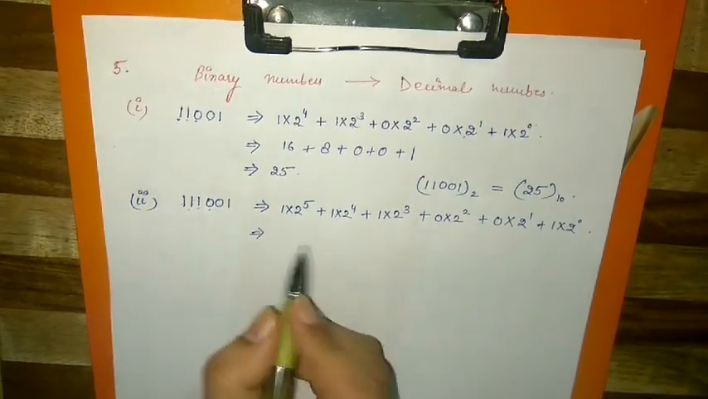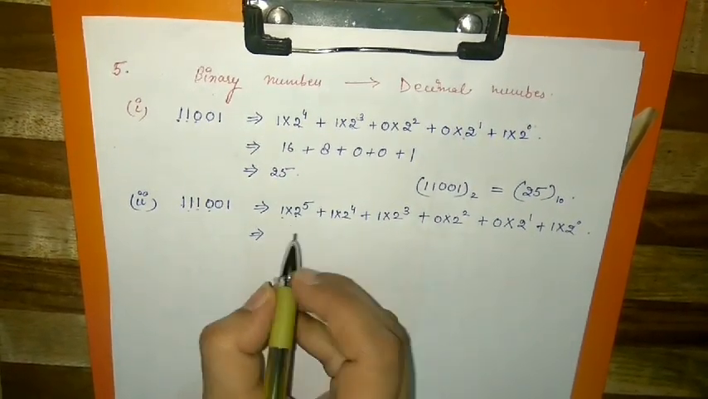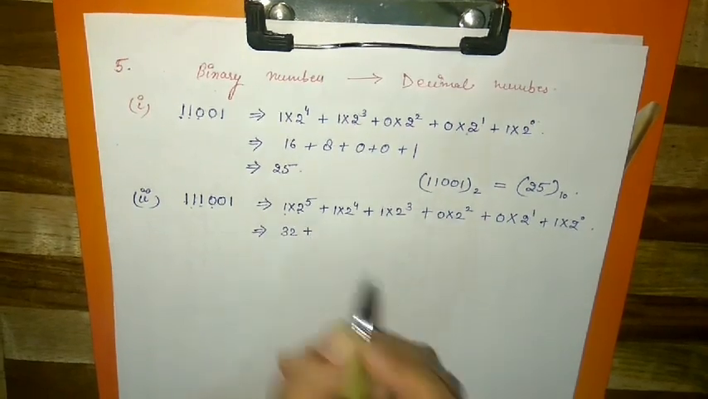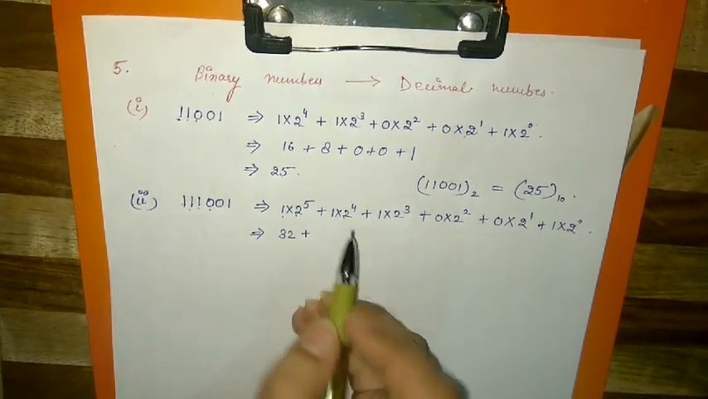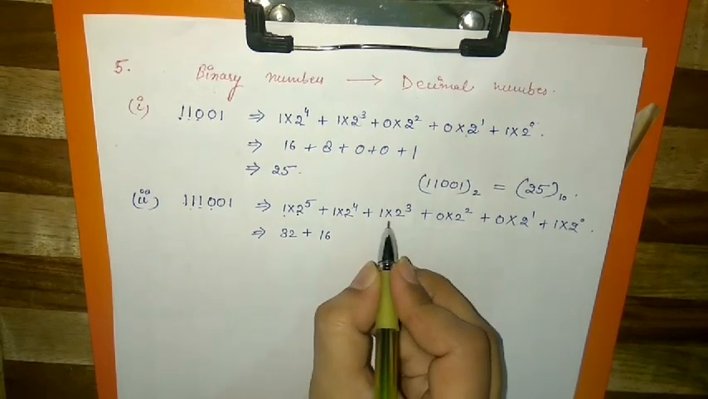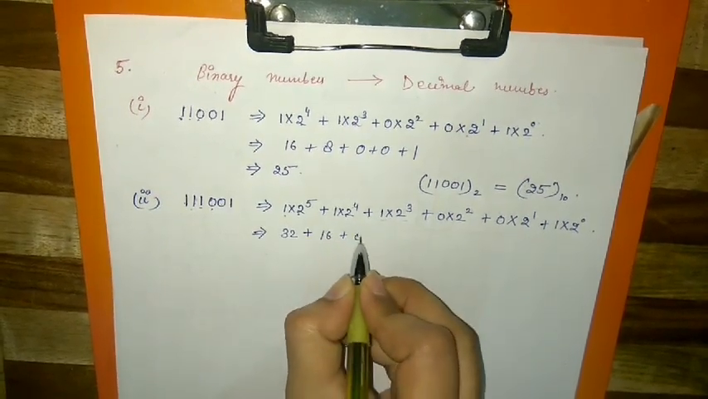Okay, now solve it out. 1 multiplied by 2 to the power 5 is going to give you 32, then plus 1 multiplied by 2 to the power 4 is going to give you 16, then over here also it becomes 8.